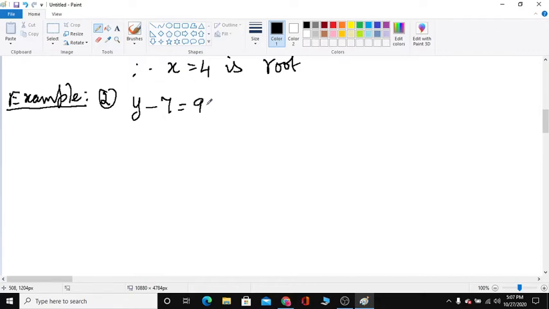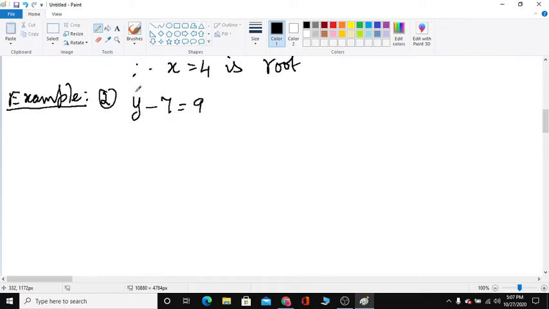Now in the left hand side, which is the variable? y is the variable, y is unknown. Now we are going to solve the equation. When we solve the equation, we are going to find the value of the unknown variable y. How do we find the value of y?